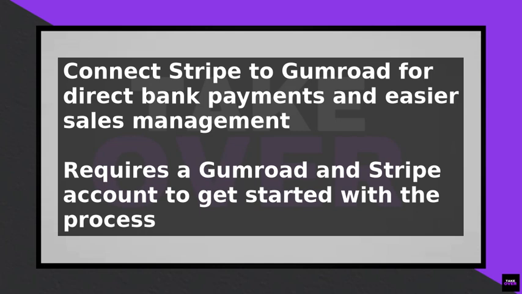First, log into your Gumroad account and navigate to the Settings section. In the Settings section, click on the Payment Options tab. Here, you will see the option to connect Stripe. Click on the Connect Stripe button and you will be redirected to the Stripe website.